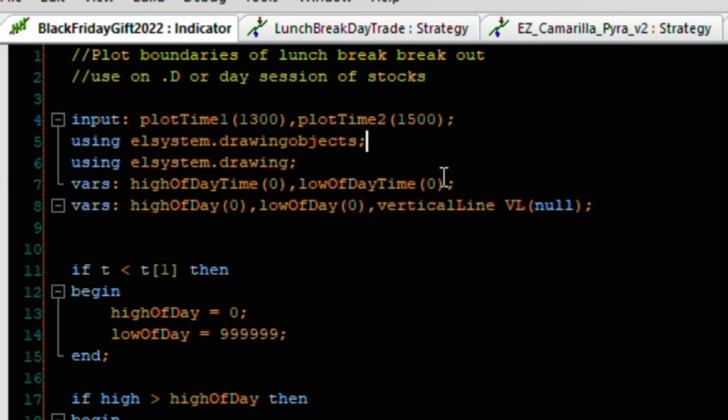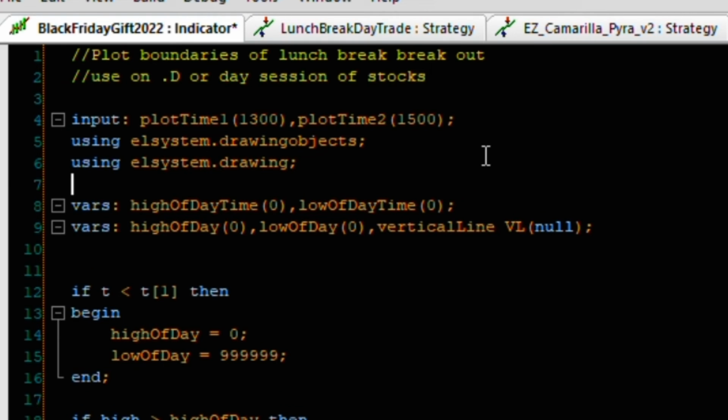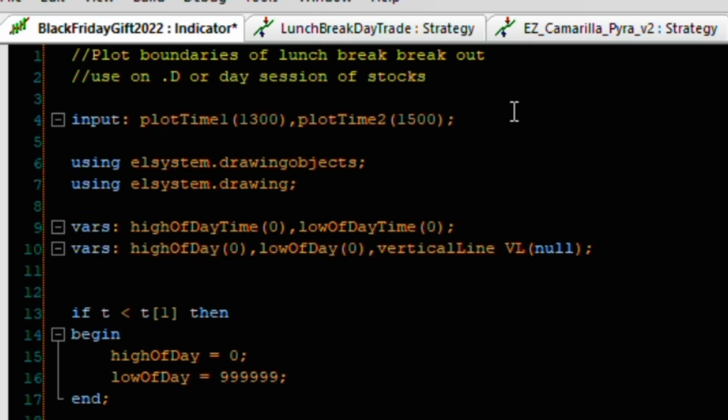If I'm going to use drawing objects, I need to incorporate those. I need to tell the compiler that I need to import EL system drawing objects and EL system drawing. Okay, this system is similar to the strategy. I need to keep track of the high of the day time, low of the day time, high of day, and low of day. And then I've got this vertical line, VL, and we're going to set that equal to null. That's going to be an object.